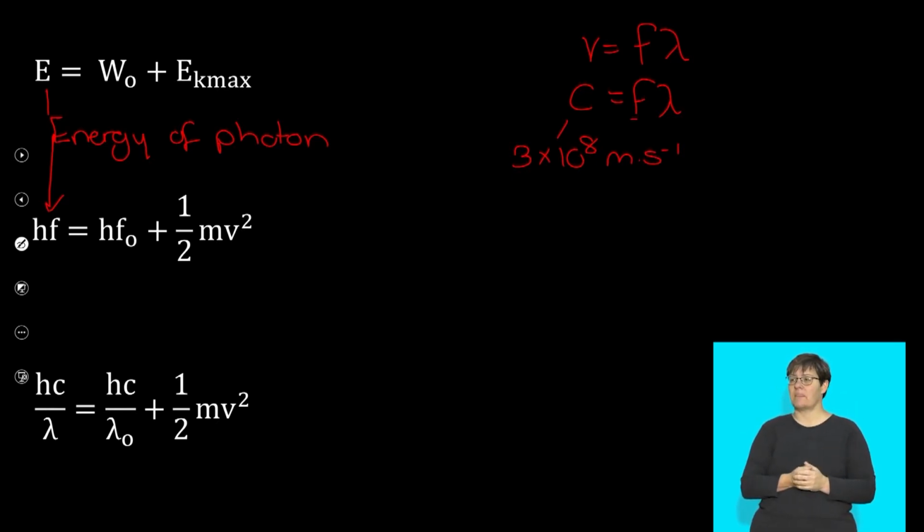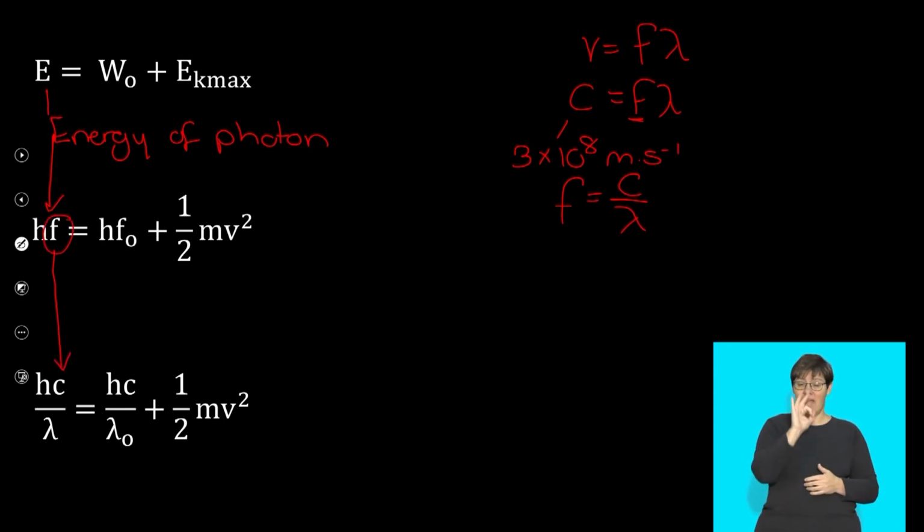But if I want frequency on its own, frequency becomes c divided by lambda. That's all I've done here, is in place of f, I've put c over lambda. So this first part of the equation is all the same thing. It's referring to the energy of the photon. Which version of it we use depends on the information we're given.